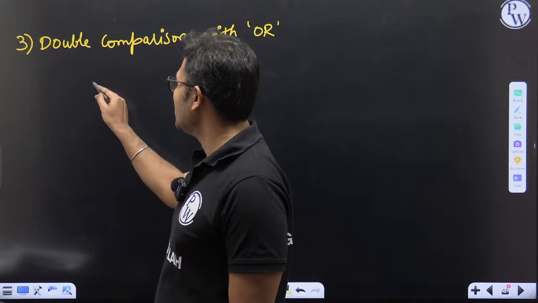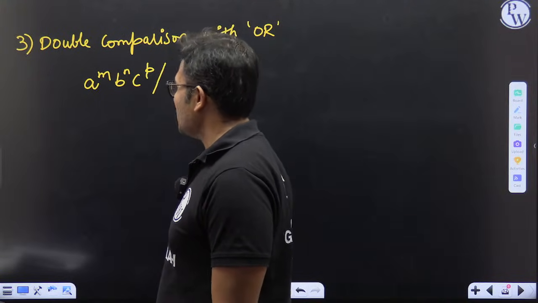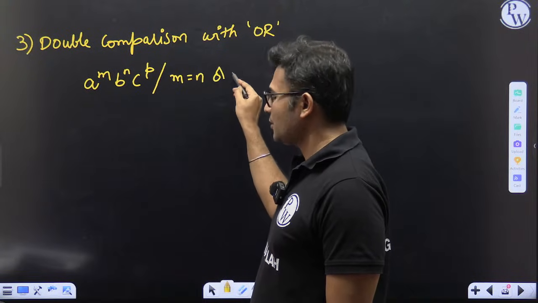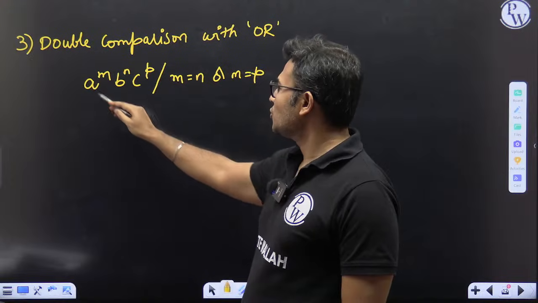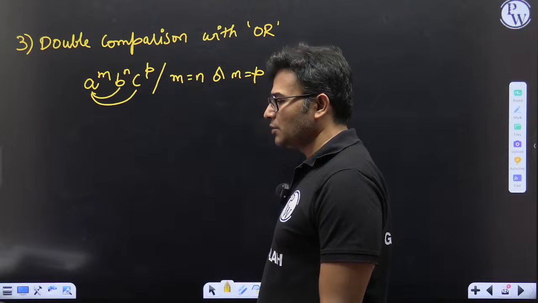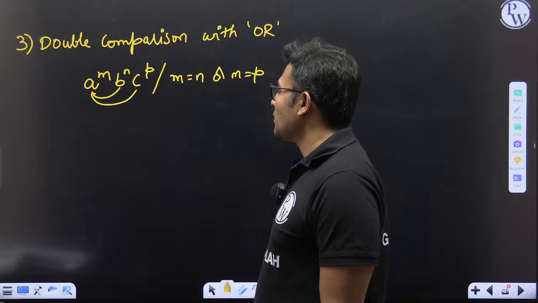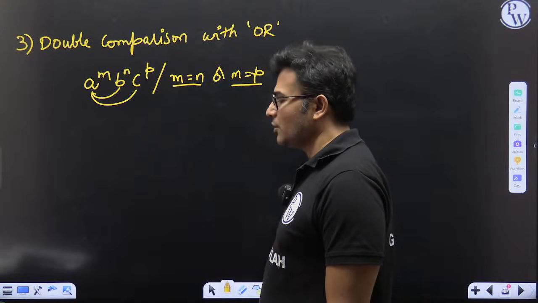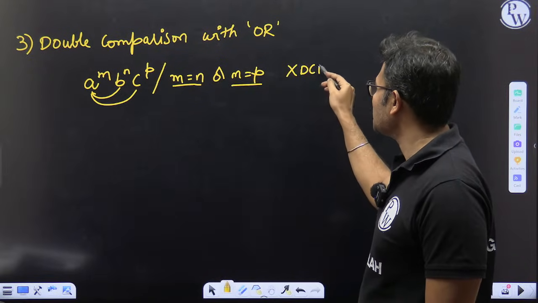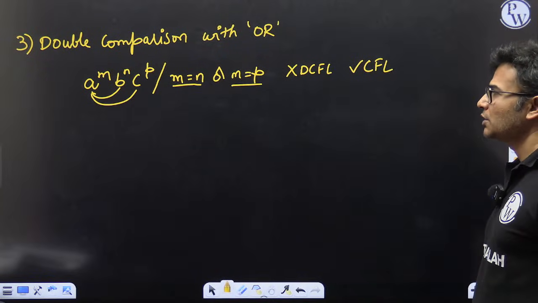So one example will be a power m, b power n, c power p, such that m is equal to n or m is equal to p, right? So here we are checking either m equal to n or m equal to p. Double comparison with OR. In this case, you have to go with non-deterministic pushdown automata. One path will check for m equal to n, other path will check for m equal to p, right? So this language is not deterministic context-free language, but it is context-free language because it is non-deterministic context-free language.